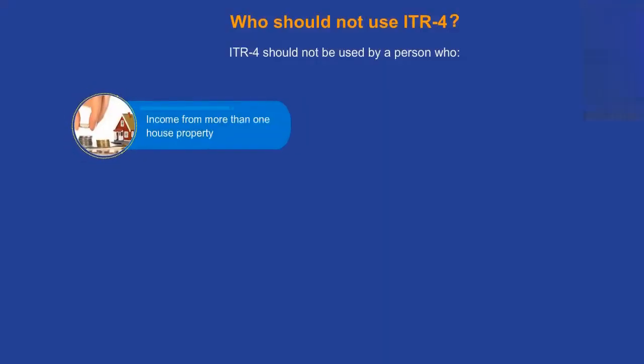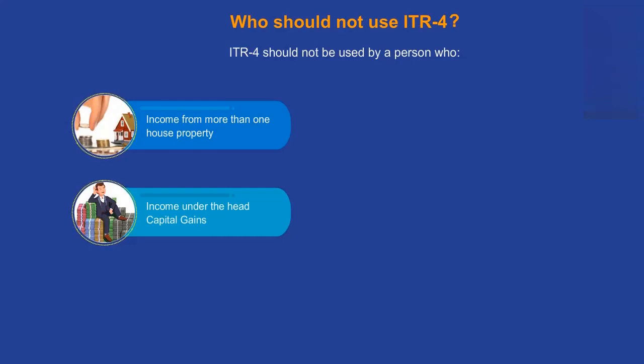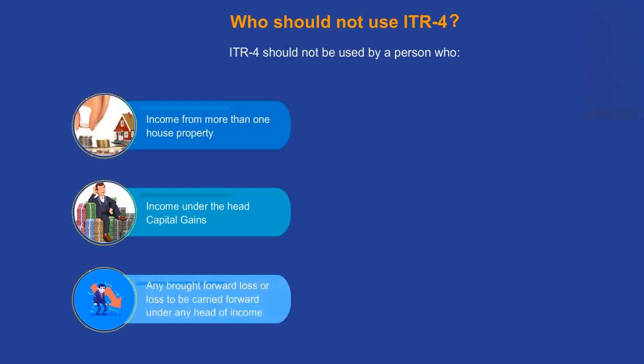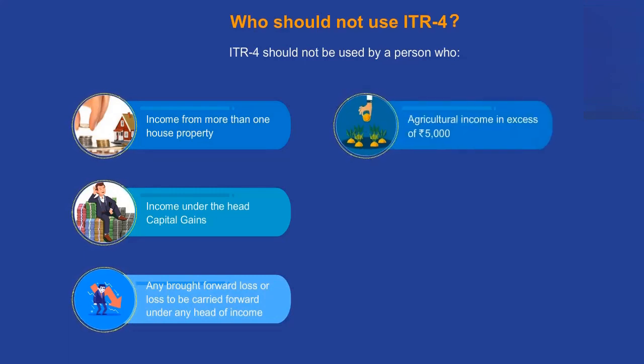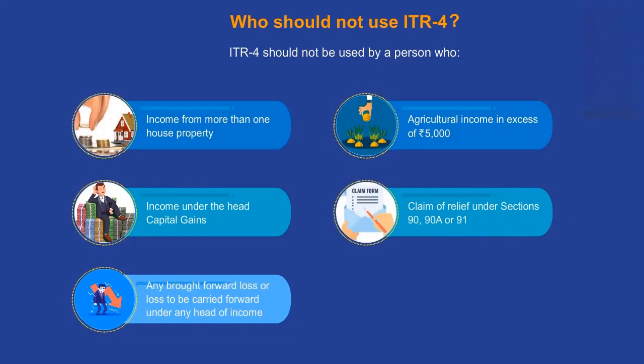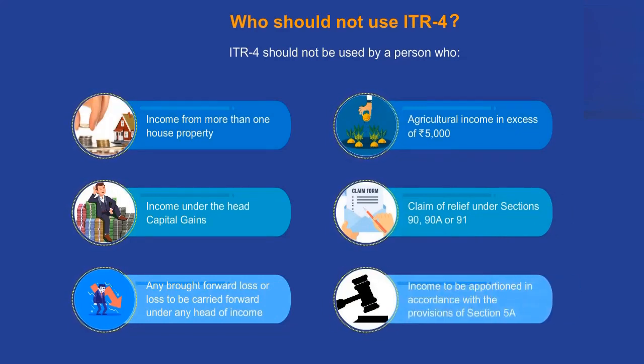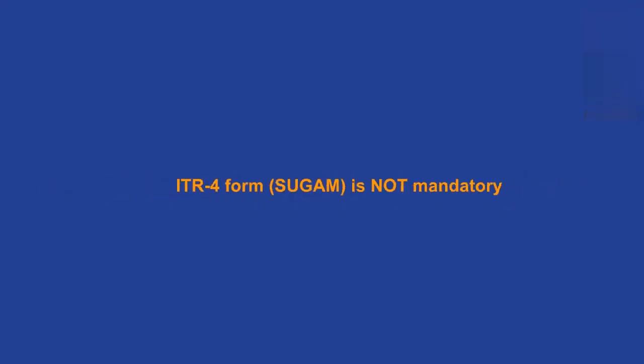has income from more than one house property, has income under the head capital gains, has any brought forward loss or loss to be carried forward under any head of income, has agricultural income in excess of 5,000 rupees, has any claim of relief under sections 90, 90A or 91, or has income to be apportioned in accordance with the provisions of Section 5A. Note that ITR 4 form, Sugam, is not mandatory.